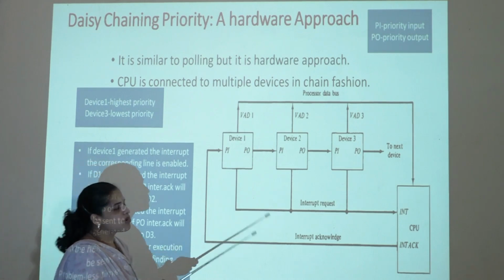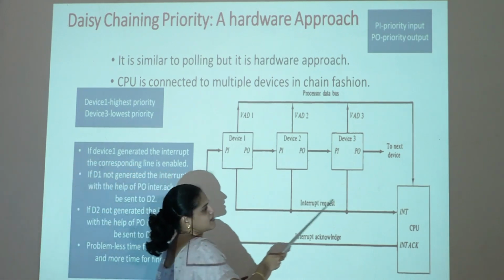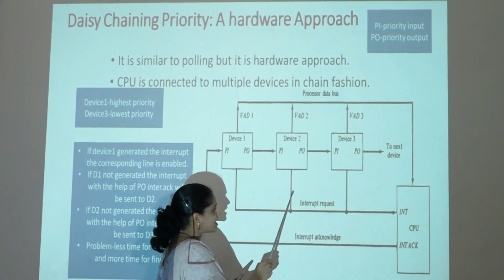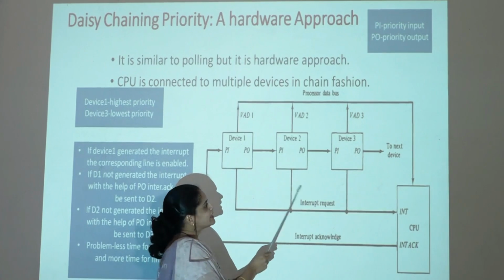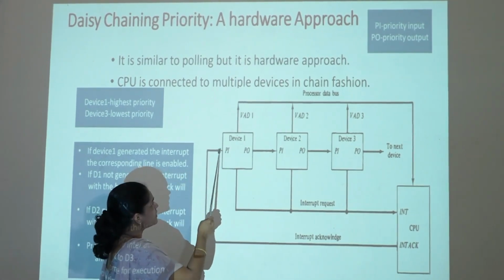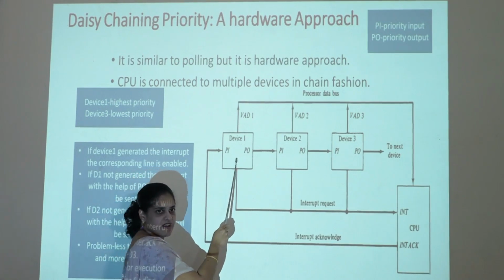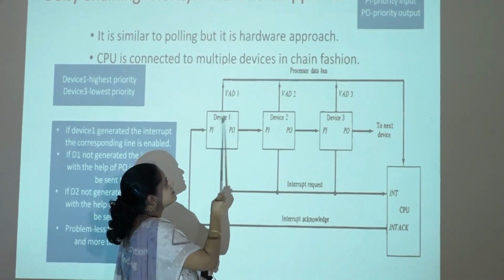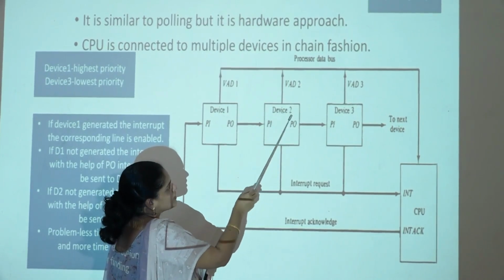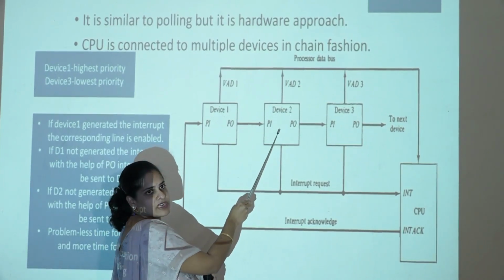But consider there are more than one device which enables the interrupt request line. Consider device 2 and device 3, both of them at the same time have generated the interrupt request. In that case, the CPU will send an interrupt acknowledgement to device 1. Since this is not the device which has sent the interrupt, it will forward this to the next device through the PI. So device 2 is the next high priority device.